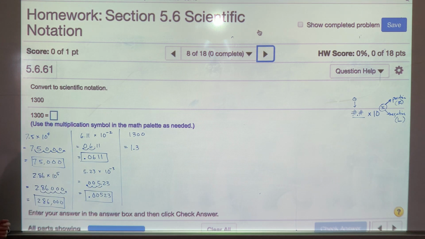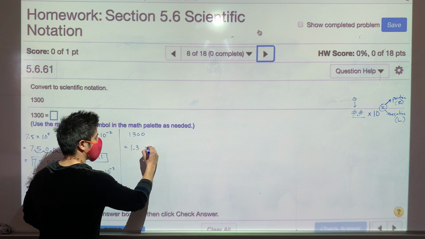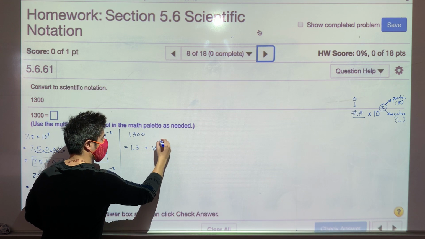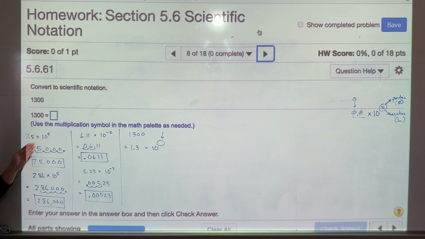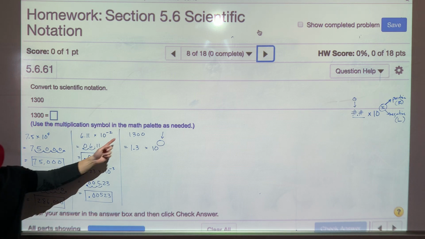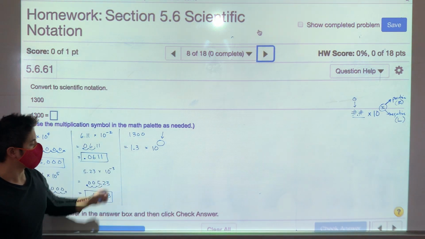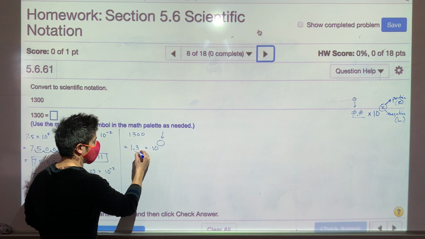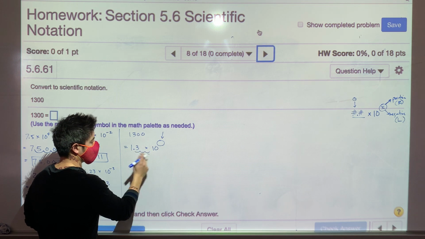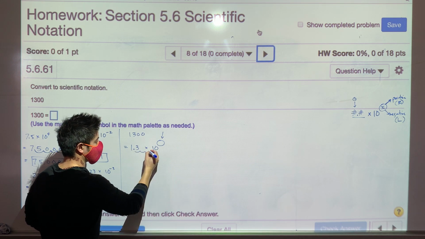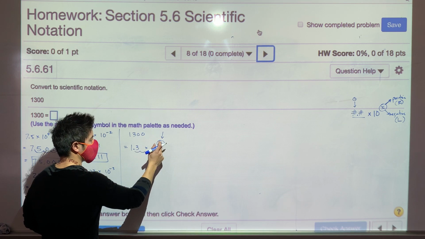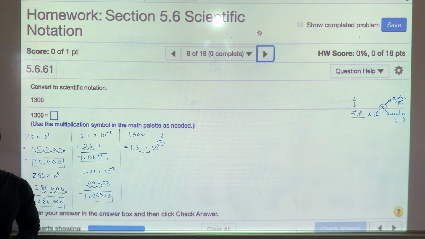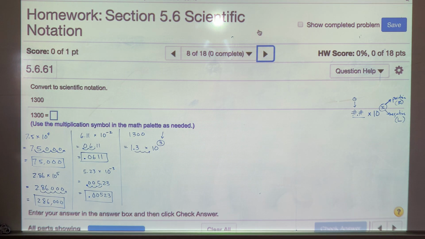Now, knowing what we did before, what would the exponent here have to be such that if we were to go backwards like we did in these problems, it would take us back to 1300? Well, think about it. That would be 1, 2, 3 places to the right. Since I would need to go 3 places to the right, this is going to be a positive 3. You guys understand that? Any questions?